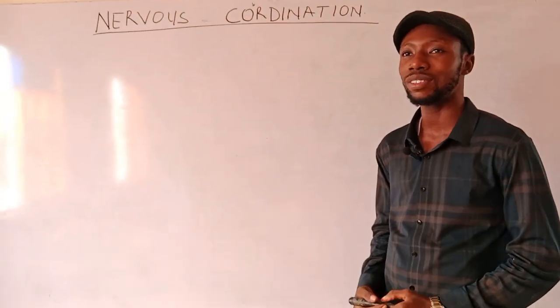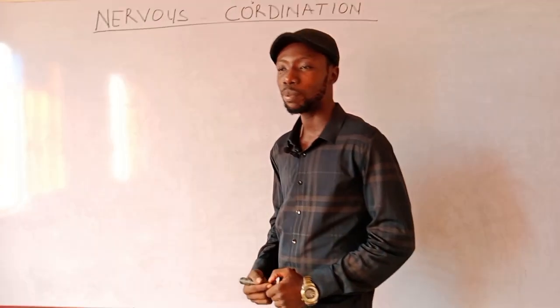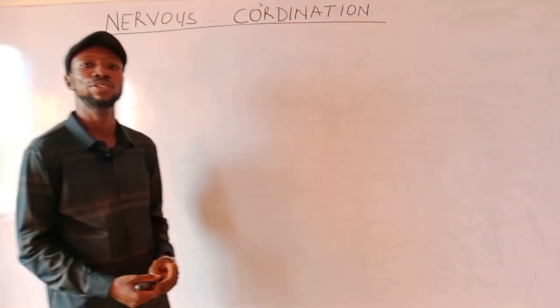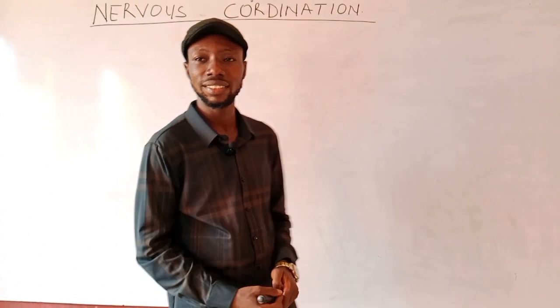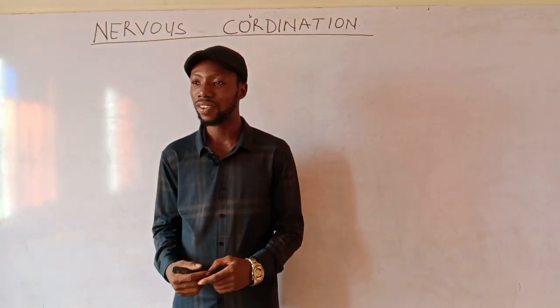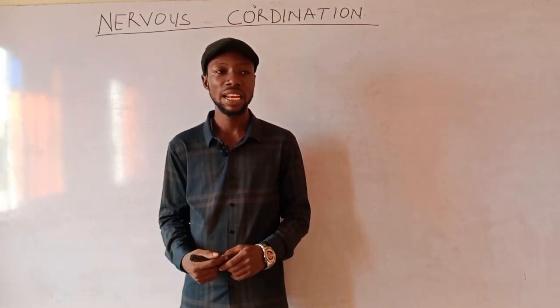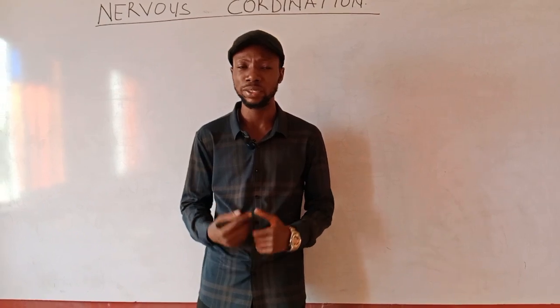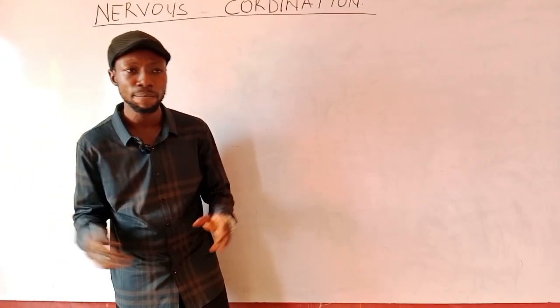Today we're going to talk about a very important topic, which is nervous coordination. This is the system of nerve cells that coordinate impulses around the body in the form of electric signals.